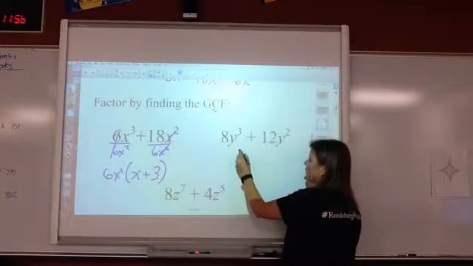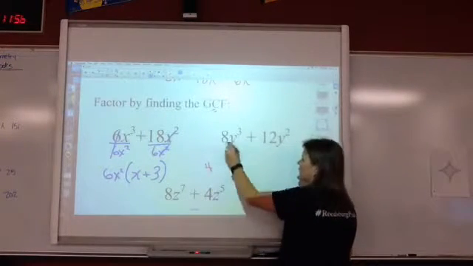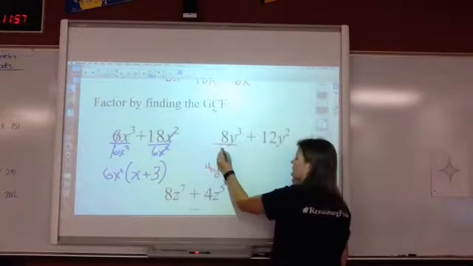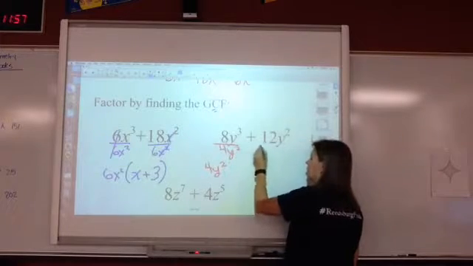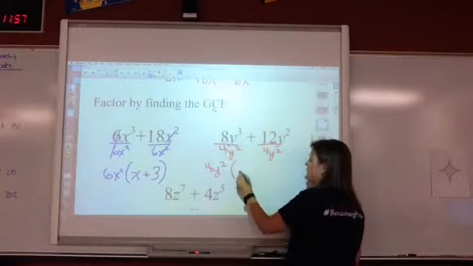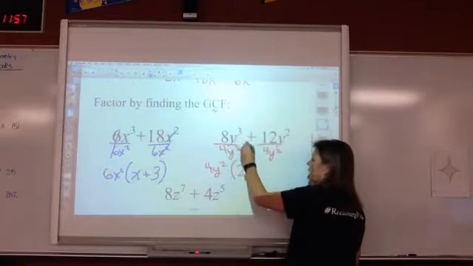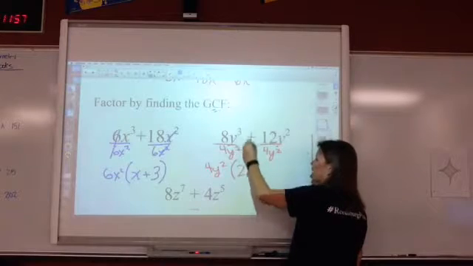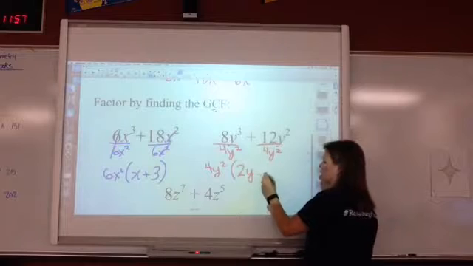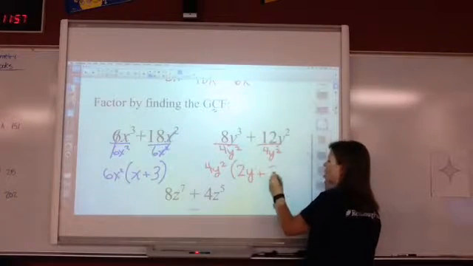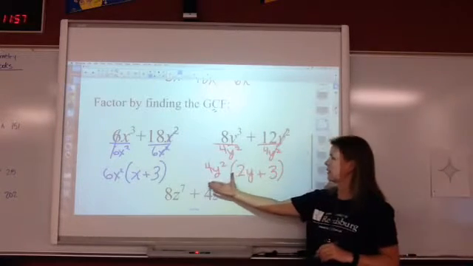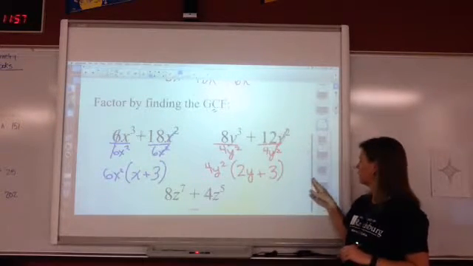Let's try it on this one. Greatest common factor is 4. Goes into 8 and 12. Y to the second power. Divide by 4y squared on both of them. Parentheses, 8 divided by 4 is 2. 3y's, take away 2y's. You're dividing. Subtract exponents. You have a y left. Do not put an exponent of 1 there. Keep the plus sign. 12 divided by 4 is 3. Y squareds cancel each other out. Greatest common factor. That's a factored form.